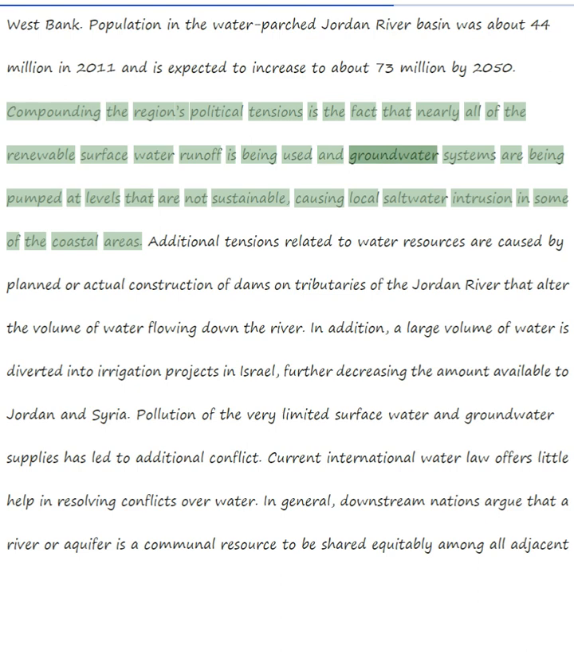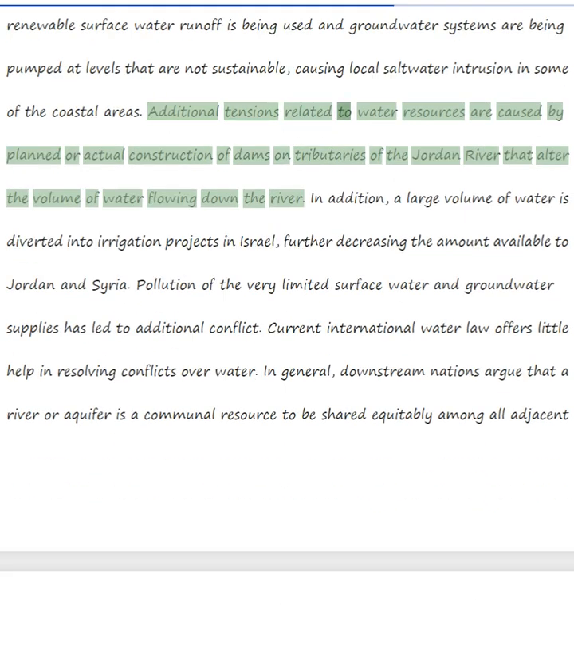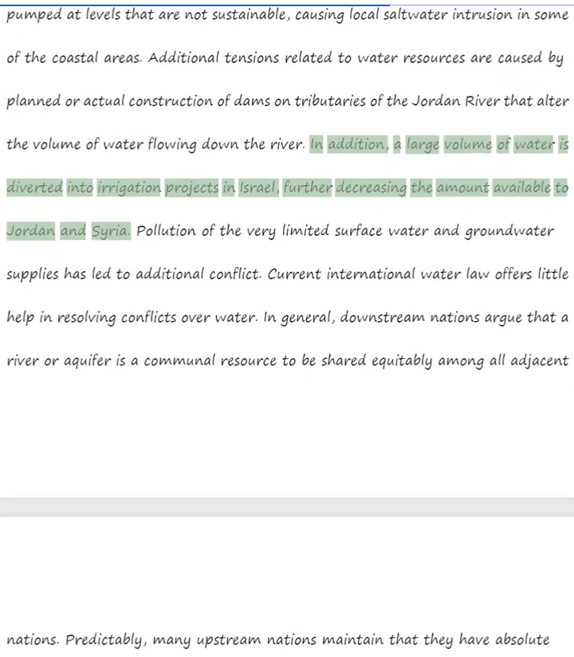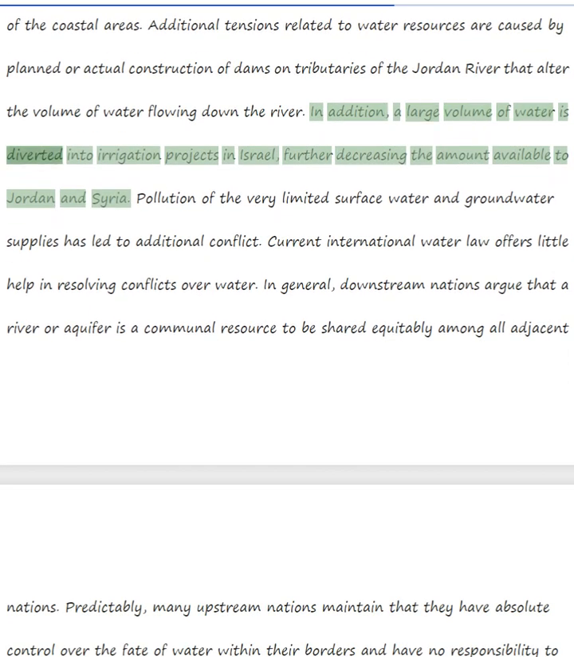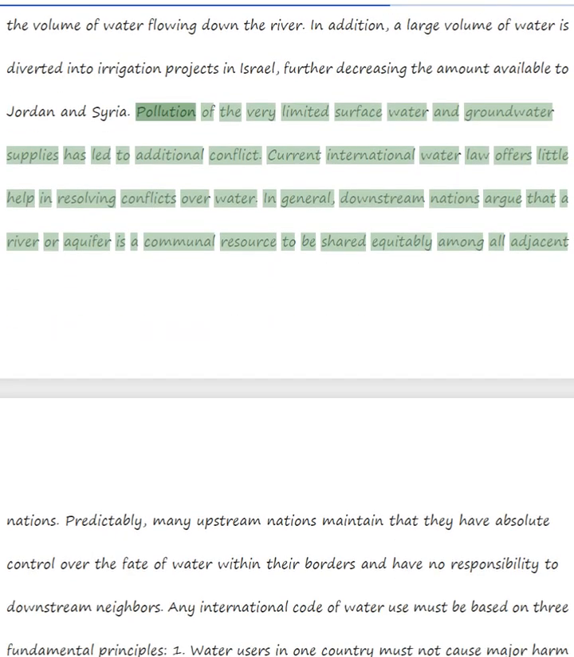Compounding the region's political tensions is the fact that nearly all of the renewable surface water runoff is being used and groundwater systems are being pumped at levels that are not sustainable, causing local saltwater intrusion in some of the coastal areas. Additional tensions related to water resources are caused by planned or actual construction of dams on tributaries of the Jordan River that alter the volume of water flowing down the river. In addition, a large volume of water is diverted into irrigation projects in Israel, further decreasing the amount available to Jordan and Syria. Pollution of the very limited surface water and groundwater supplies has led to additional conflict.